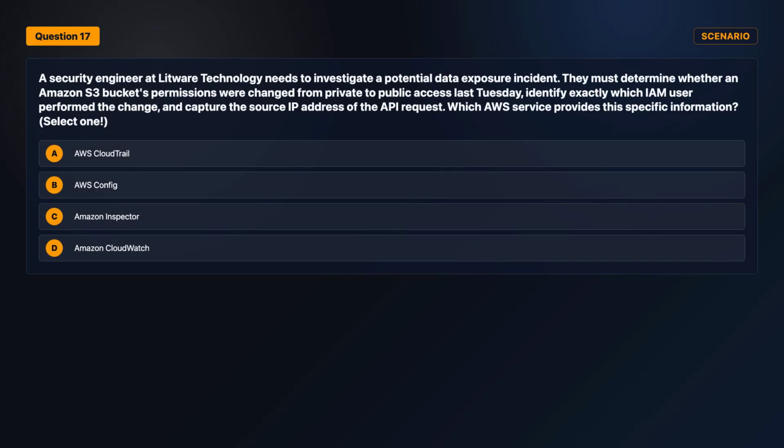Let us keep moving. Question 17. Identify the business need first. A security engineer at Litware Technology needs to investigate a potential data exposure incident. They must determine whether an Amazon S3 bucket's permissions were changed from private to public access last Tuesday, identify exactly which IAM user performed the change, and capture the source IP address of the API request. Which AWS service provides this specific information? Select one. Review the answer choices on screen.